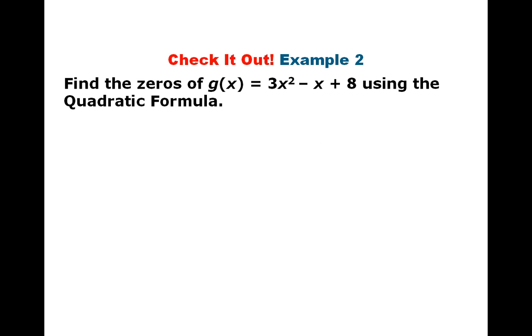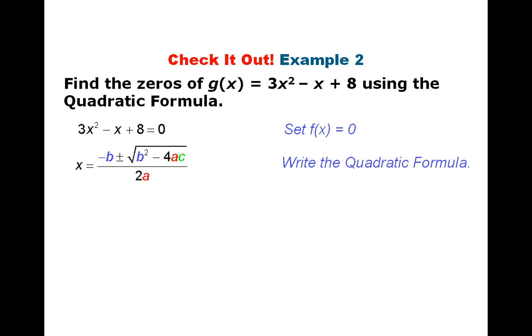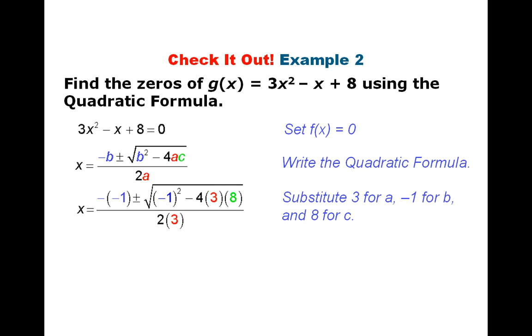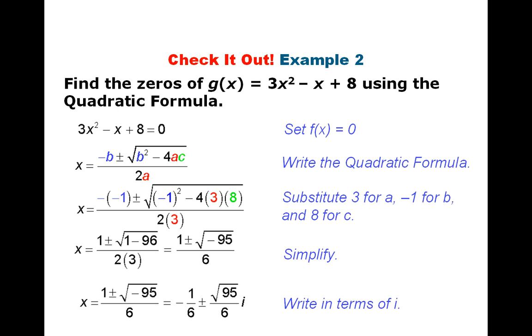So here's another example, 3x squared minus x plus 8. So again, set it equal to 0. Figure out what a, b, and c are so that you can plug them into the quadratic formula, which here a is 3, b is negative 1, and c is 8. So then this time we'll have 1 plus or minus the square root of negative 95 over 6. That means we're going to have an imaginary number involved here. And then in the end we'll get negative 1 plus or minus the square root of 95 all over 6. But we would probably write the i in front of the radical.